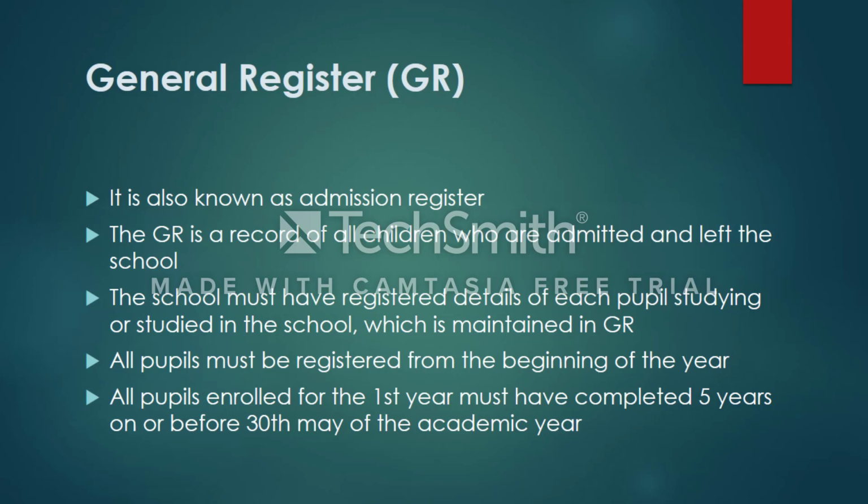All the pupils must be registered from the beginning of the year. Means all pupils have to be registered when they come to standard first. All pupils enrolled for the first year must have completed 5 years on or before 13th May of the academic year. All pupils must be 5 years of age, and their age should be reached before the 13th May of the year.